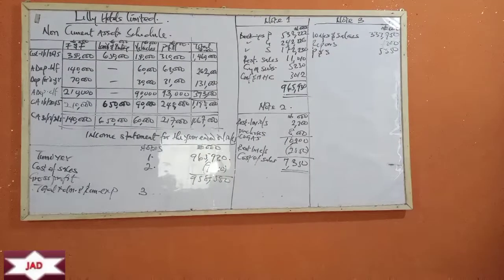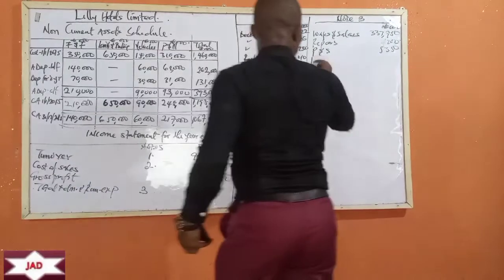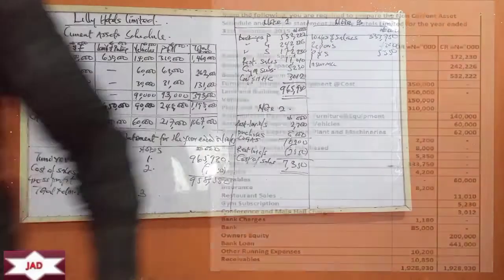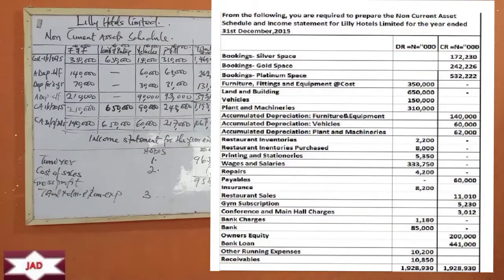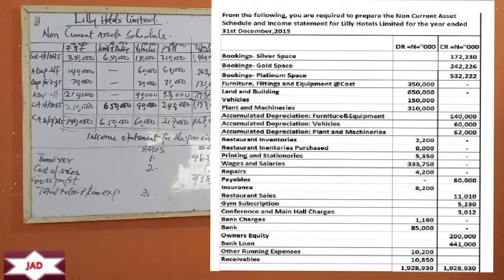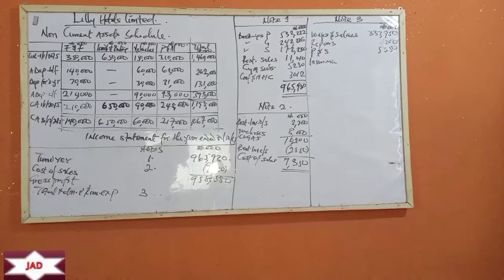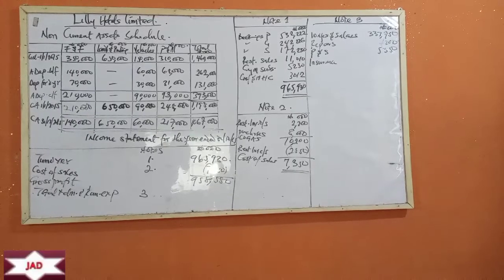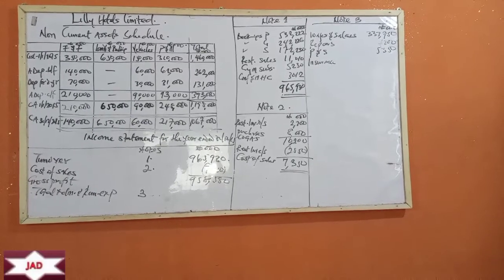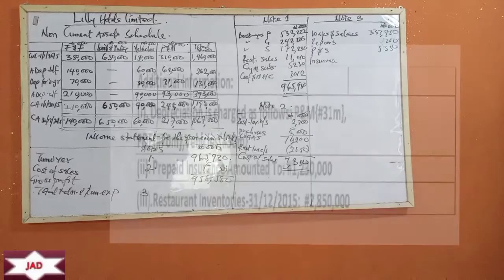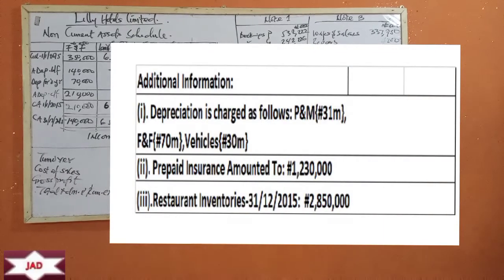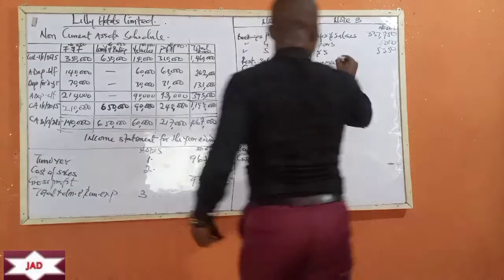What's the next thing there? Insurance. I can see insurance, but you have to be sure there's no additional information. Insurance here is 8,200,000. There's even additional information. Okay, it's on prepaid insurance. Prepaid insurance there amounted to 1,230,000. So insurance is 8,200,000.